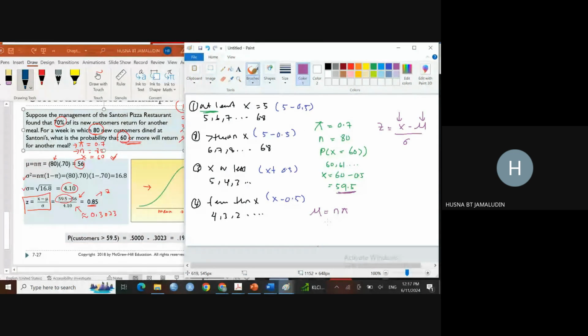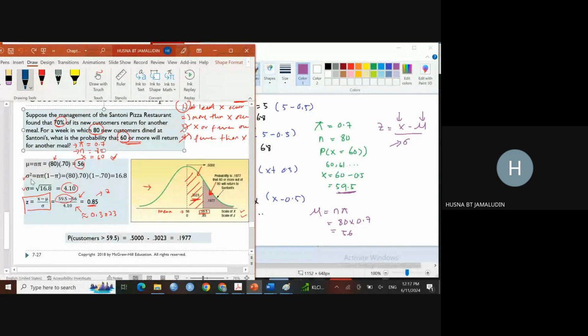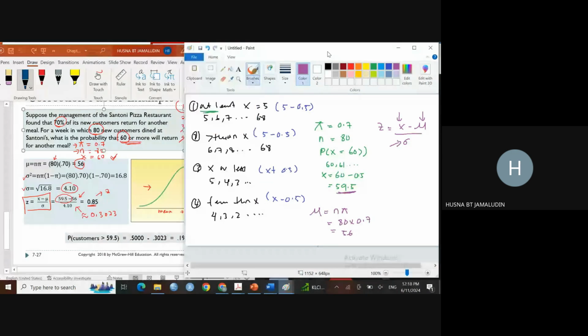Okay, so what is your n? N is 80 multiplied with the pi 0.7, you will get the value of 56. Okay, now you have your mu. You also have to find your sigma or your standard deviation. You will just use the formula for variance from your previous chapter. That's why approximate to binomial, you have some formula from binomial, and then you also have to apply the formula of z. You use the formula of variance, and then put a square root, you will get sigma equals 4.10.